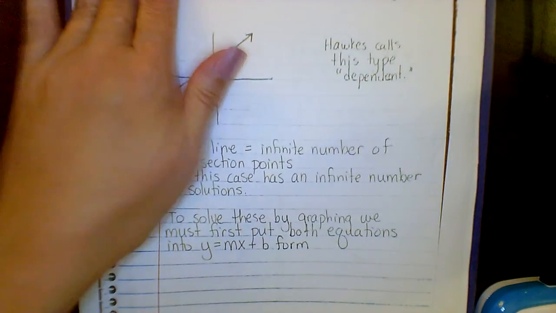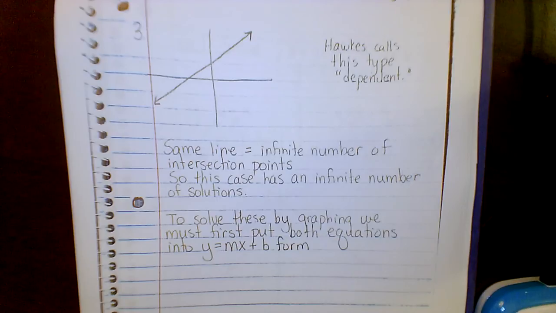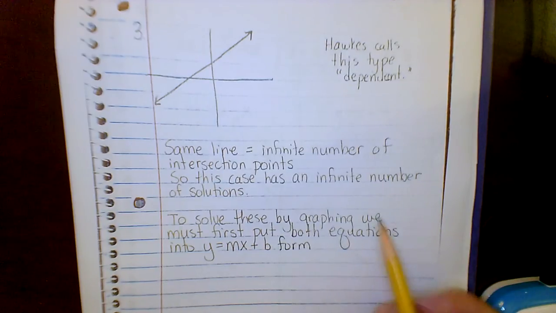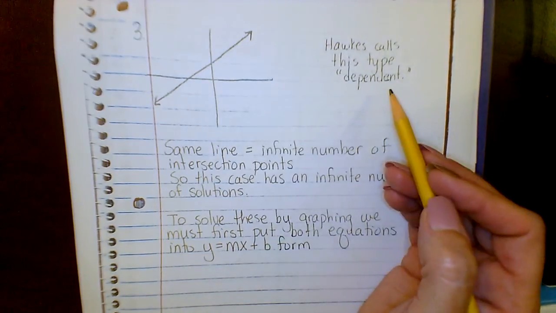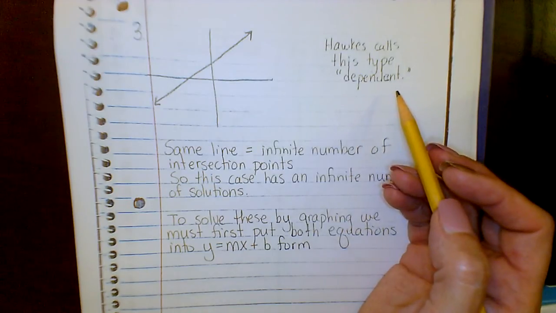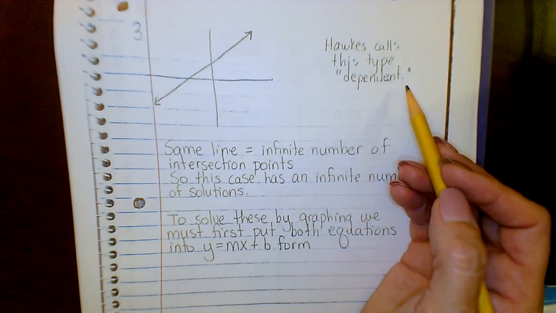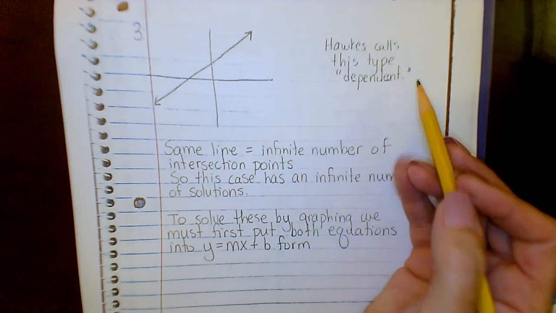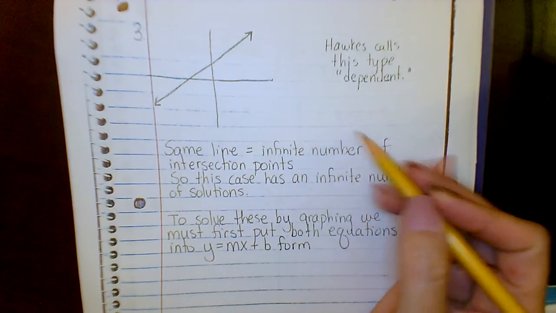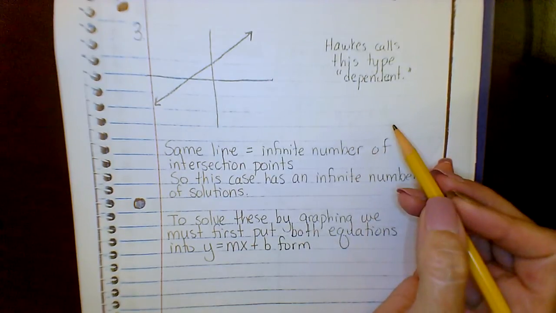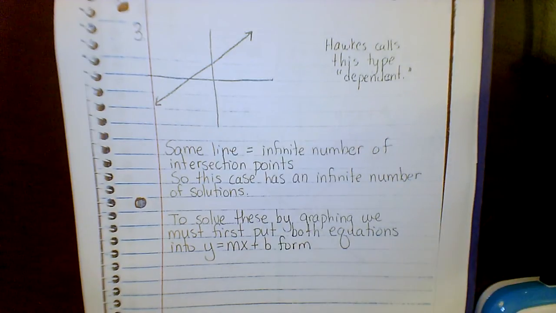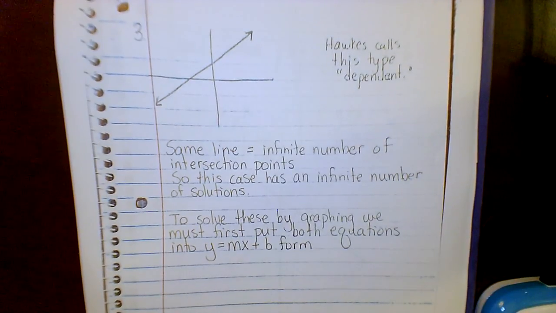And then what happens if we have the same line? Hawkes calls this dependent, and that's because you get an infinite number of intersection points and an infinite number of solutions. So what we're going to have to do with these dependent systems is not much, really. We're just going to have to label them as dependent and just recognize that, hey, there's an infinite number of solutions because they're the same line. That's about it.